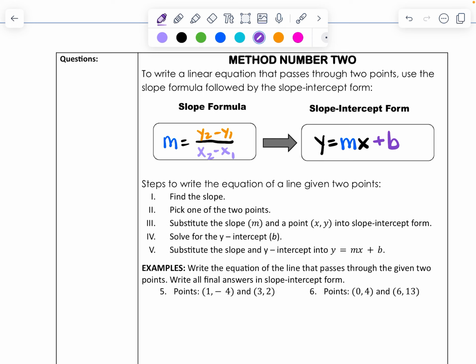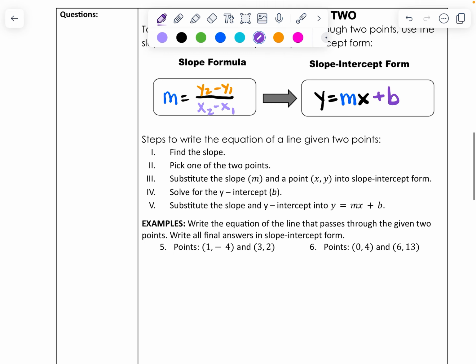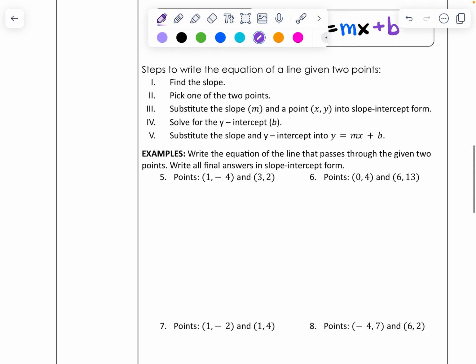So the steps for this method will be to find the slope, pick one of the 2 points as your x and your y. Substitute those values into the slope-intercept form, and then solve for the y-intercept, which is b. Then you're going to put that back into your original equation with m, and you'll have your final answer. So you get to choose which method you like. Some people like this method better.